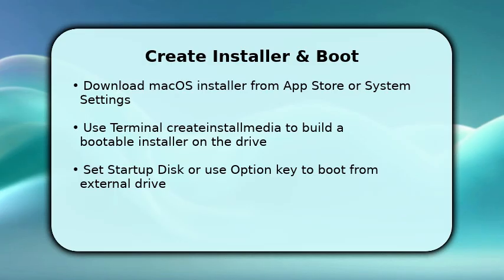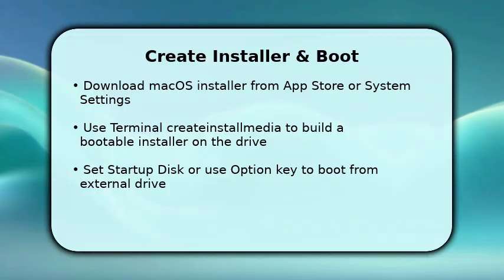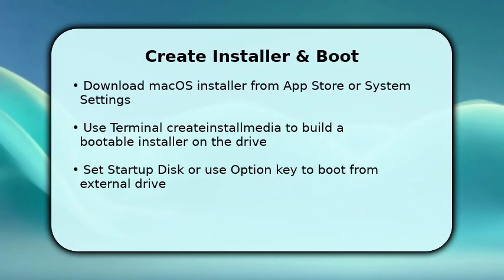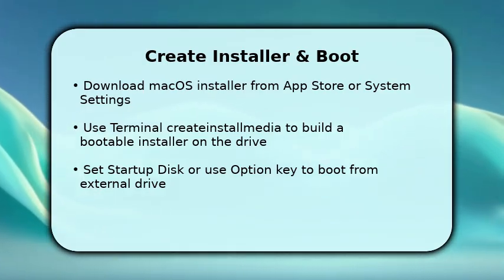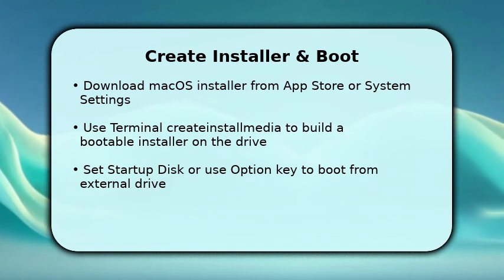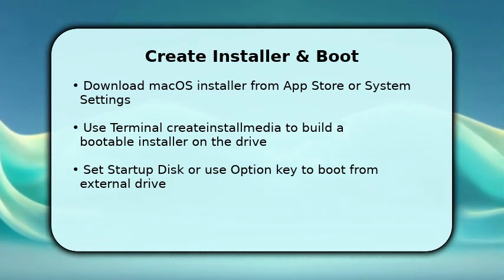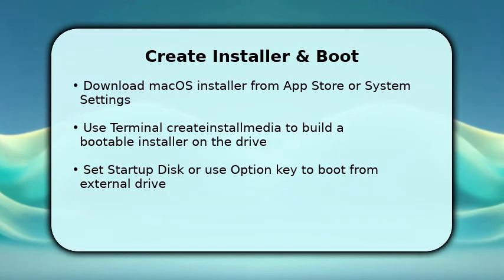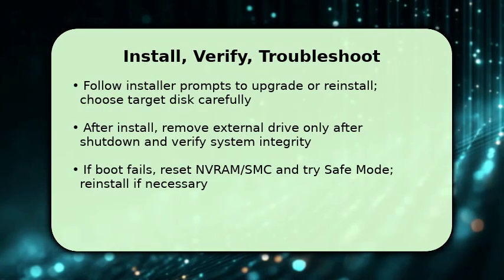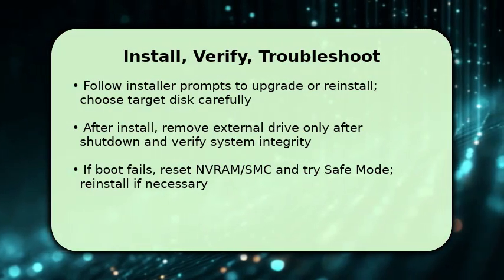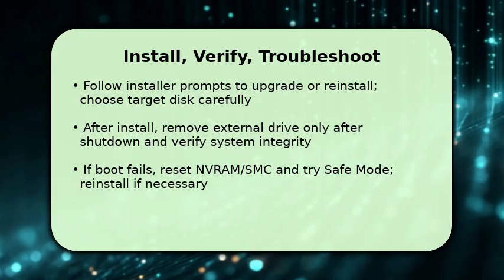After it finishes, restart the Mac and hold Option to choose the external drive, or set it in Startup Disk Preferences. This boots the installer environment so you can install or update without relying on the internal system, avoiding conflicts and preserving data. Proceed through the installer prompts, choosing the internal drive as the installation target if you intend to update macOS. Read each option so you don't erase the wrong volume.